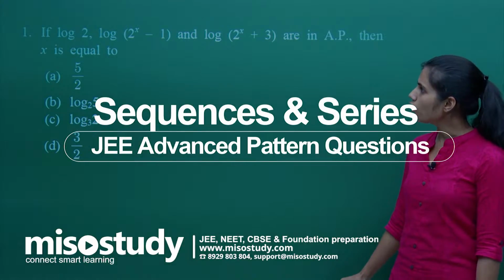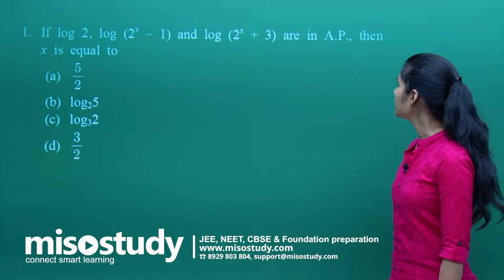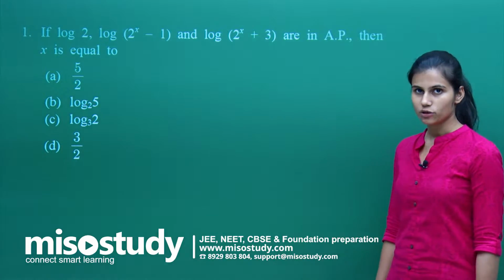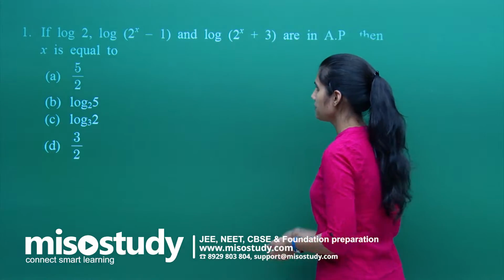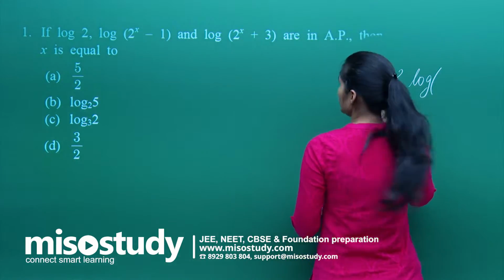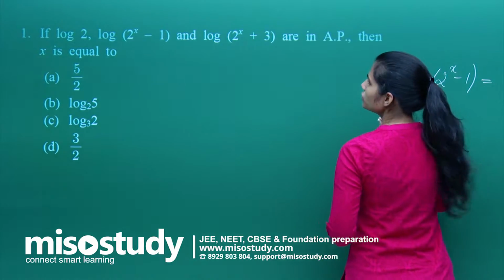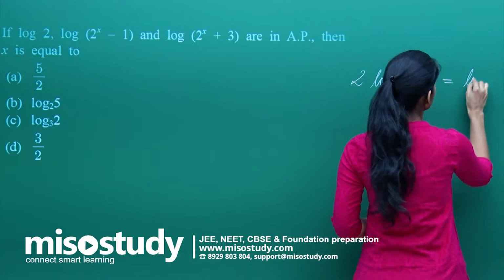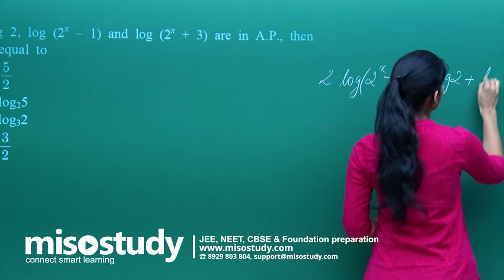First question is if log of 2 to the power x minus 1 and log of 2 to the power x plus 3 are in AP, then what is the value of x? The very fact that these three terms are in AP means that twice of log of 2 to the power x minus 1 is equal to log 2 plus log of 2 to the power x plus 3.